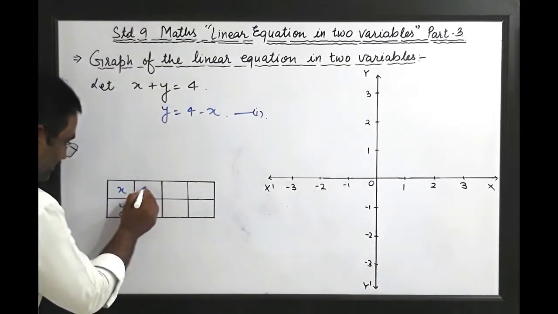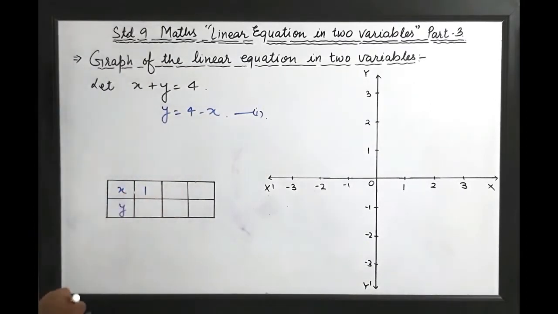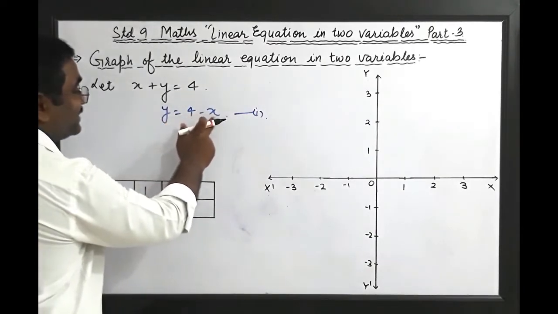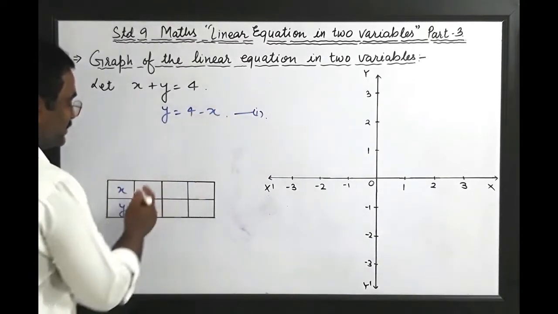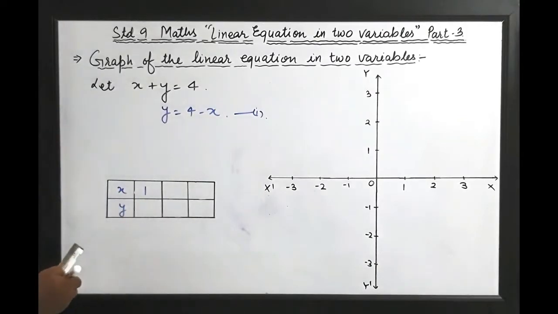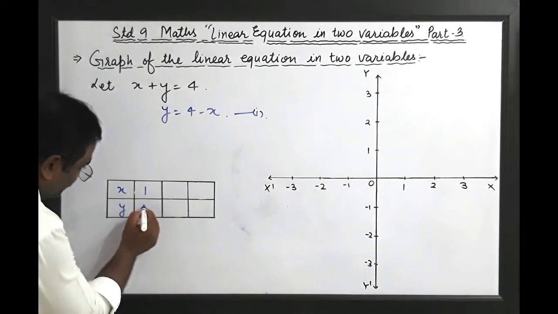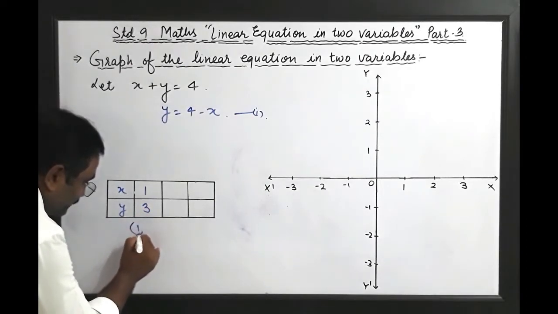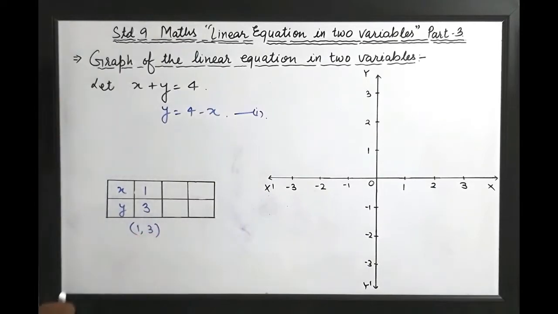We substitute x is equal to 1. So let us see what will be the value of y. y is equal to 4 minus x, which is 4 minus 1, which is equal to 3. So the value of y is 3. So you got the first solution, 1, 3. Okay children, if there is any problem, you can discuss it.